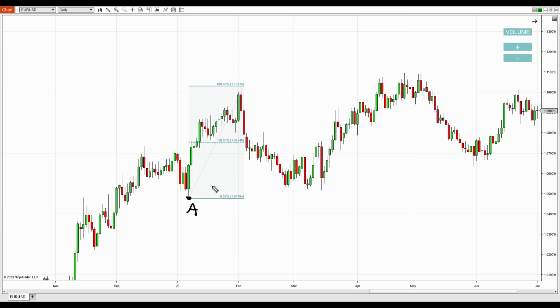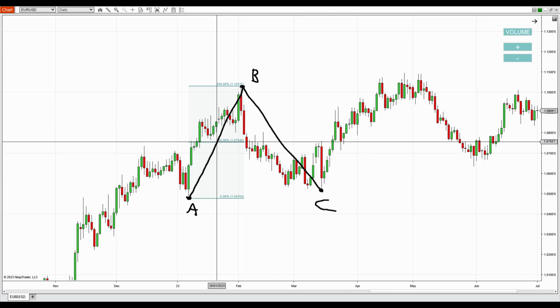Point A, point B, and the price drops to point C, and the point C is in here because this is the lowest point of this area. So this will be the point C. So the price goes from point A to B, then from B to point C.